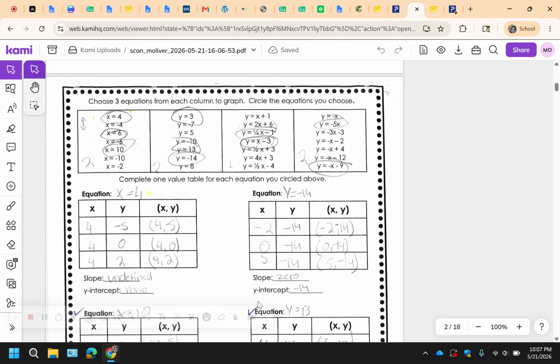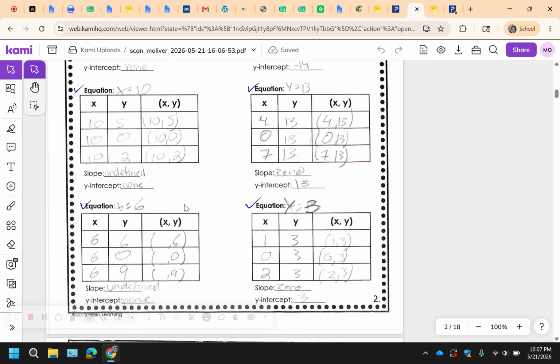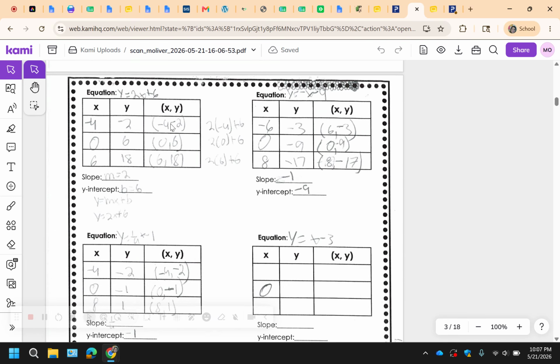In case anyone wasn't there, when you graph, you're going to graph 3 from each column that you picked. So you should need 3 from each column. You'll graph them. You can use the table of ordered pairs to help you with the graphing.